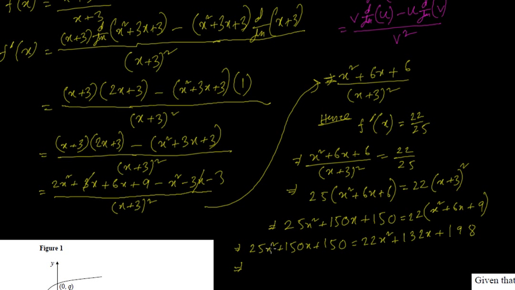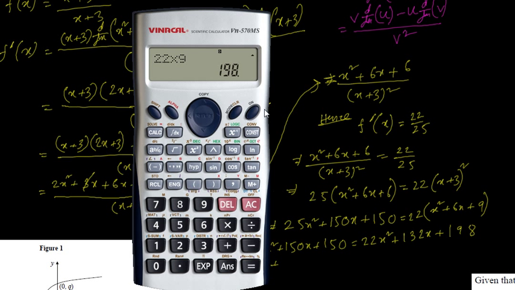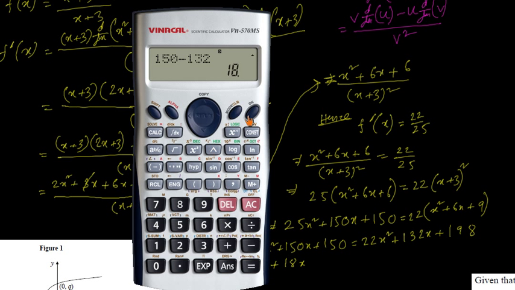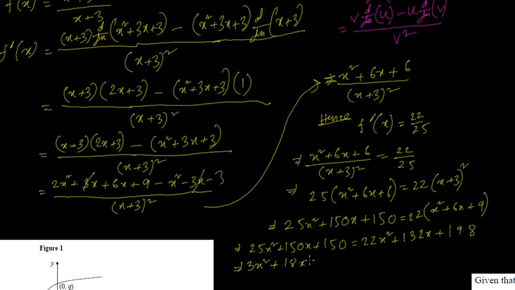So 25x squared minus, if we bring it to this side, would be 3x squared. 150x minus 132x is going to be 18, so let's write 18x here. And 150 minus 198 is going to be minus 48, equals 0.